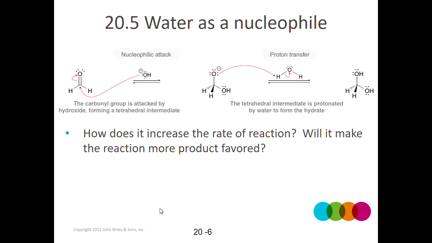How does it increase the rate of reaction? It lowers the activation energy, and it does so by creating similar free energy for the reactant, negative charge, and the intermediates, negative charge.